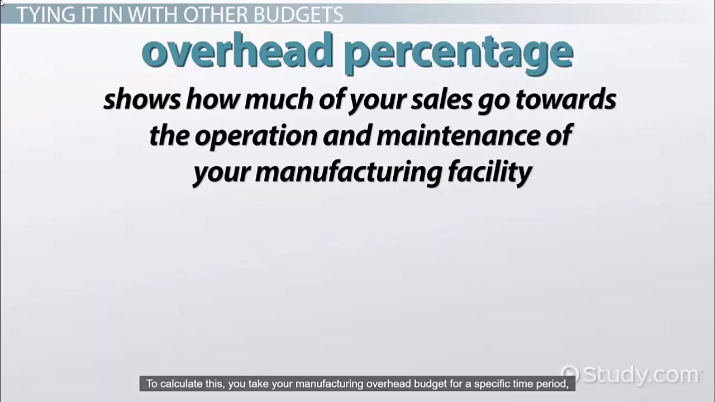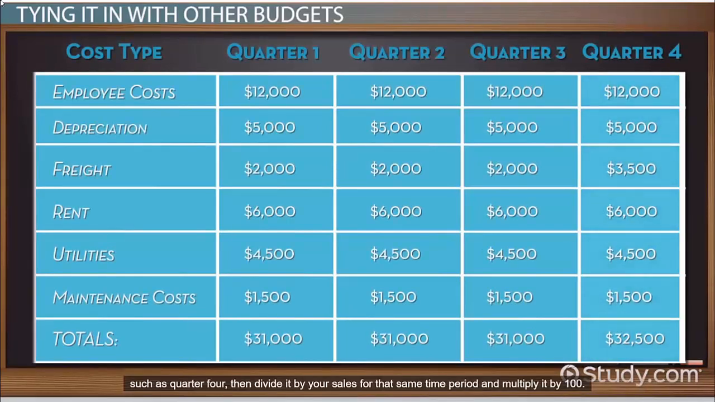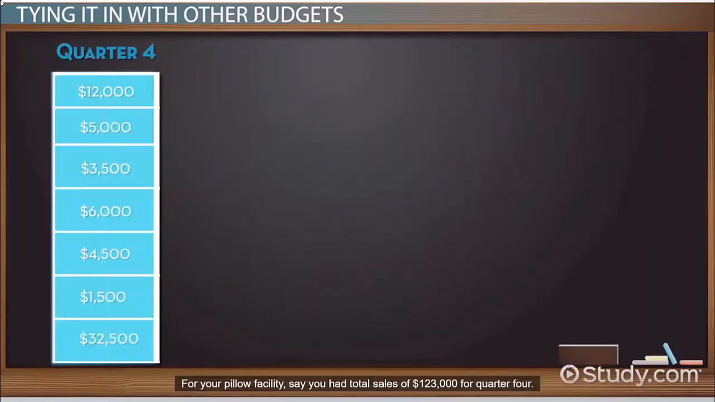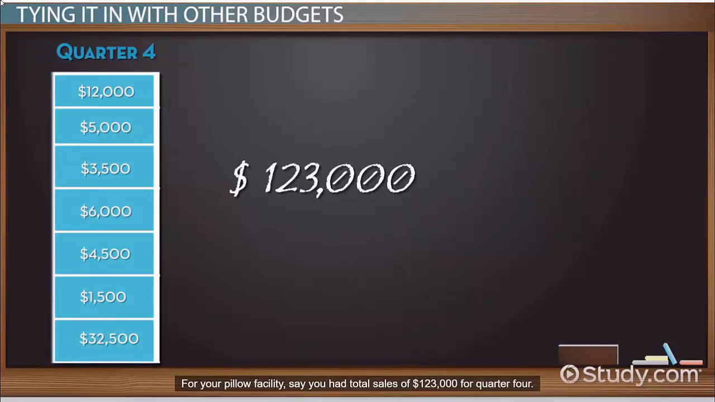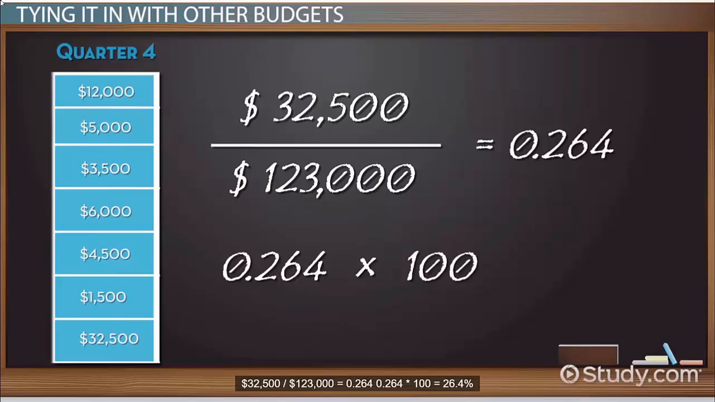This percentage shows how much of your sales go towards the operation and maintenance of your manufacturing facility. To calculate this, you take your manufacturing overhead budget for a specific time period, such as quarter 4, then divide it by your sales for that same time period and multiply it by 100. For your pillow facility, say you had total sales of $123,000 for quarter 4, then your overhead percentage for that quarter would be calculated like this. $32,500 divided by $123,000 equals 0.264. 0.264 times 100 equals 26.4%.